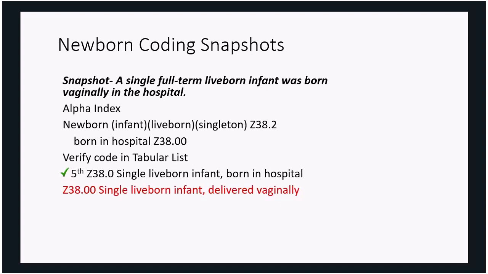And we look at this. We see to the left of Z38.0, it says check fifth character. It says single live-born infant born in the hospital. The fourth character here denotes the place of birth, in the hospital. The fifth character denotes the type of delivery, in this case vaginal. So in this case, we've got Z38.00, single live-born infant delivered vaginally.